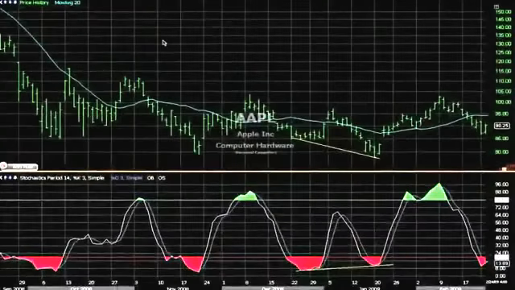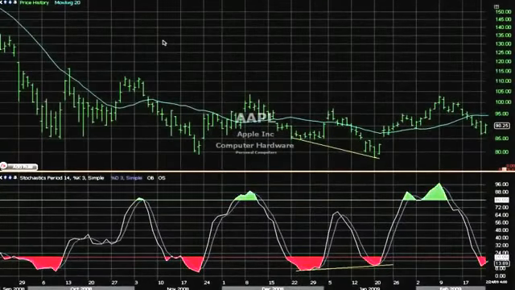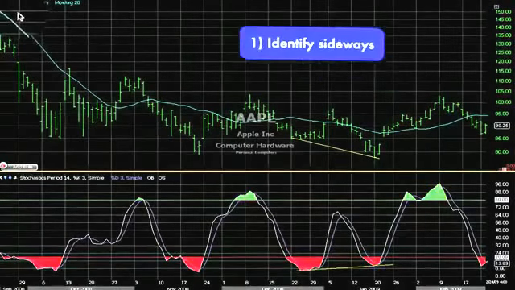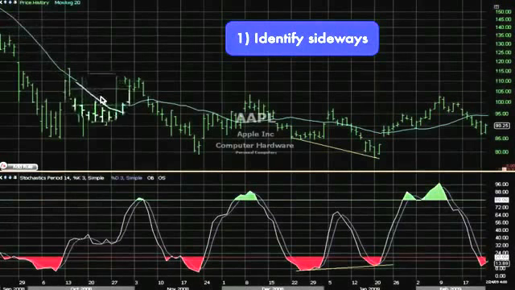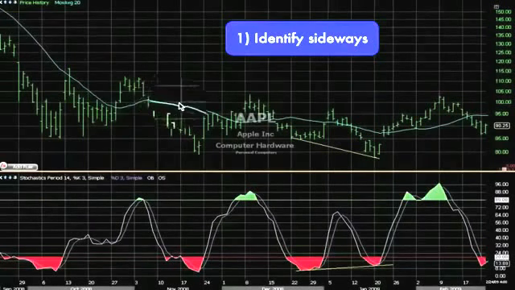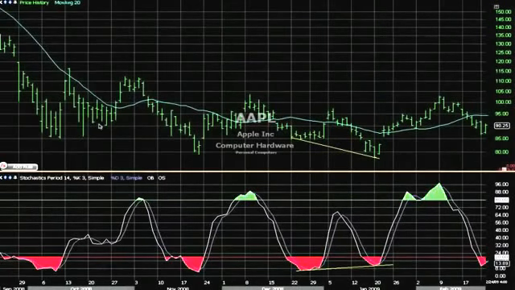Here's another setup using stochastic, but I've added divergence to the trade. But before showing you the entry, I want to do the analysis. First, I see that the MA is moving down, but suddenly it stalls and moves sideways. Price also oscillates around the MA. This tells me that it's a sideways market. That means I can both go long and short.